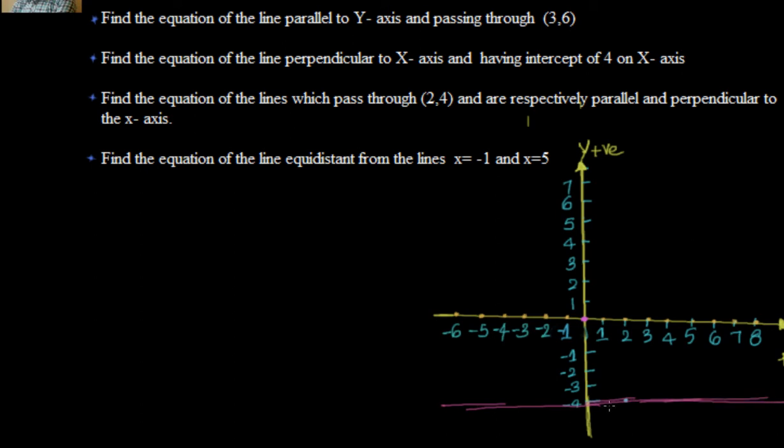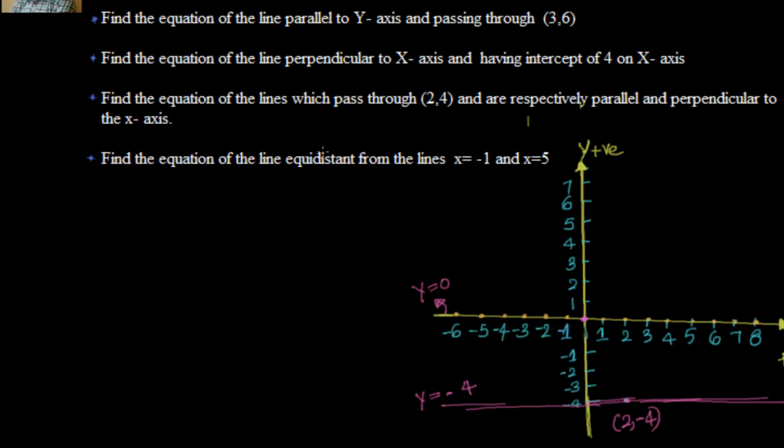Now as we discussed, the equation of the x-axis is y = 0, so the equation of any line parallel to the x-axis will be y = k, and here k is the distance from the x-axis, that is -4. So it will be y = -4. Another way to look at it is that it has to pass through (2, -4). That means if you substitute y = k, k = -4, that's why y = -4.